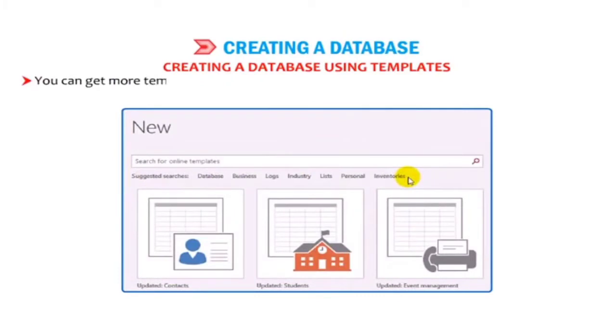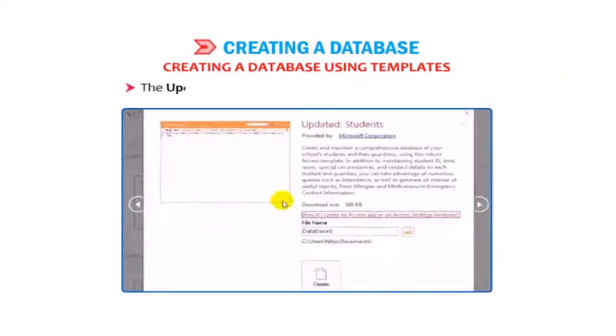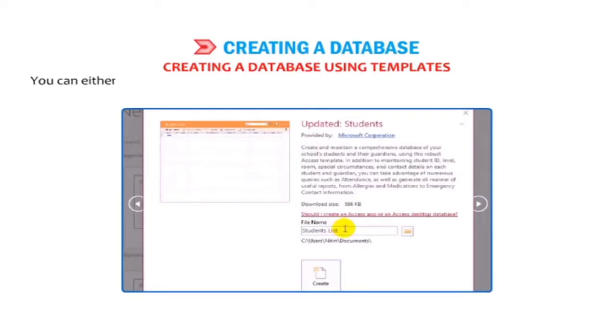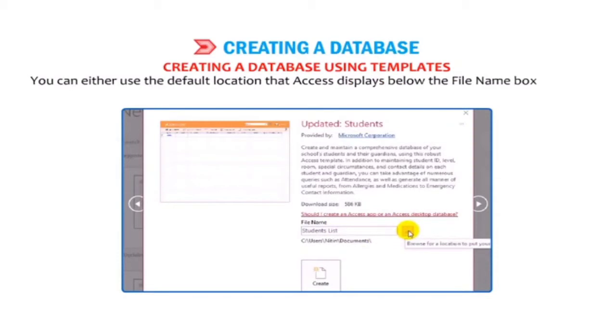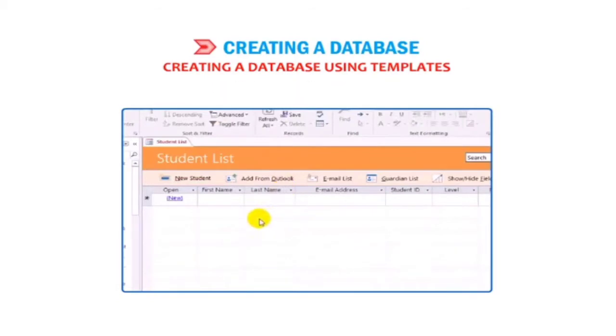You can get more templates by clicking on any category from the suggested searches or use the search bar to look for the online templates. The Update Students task pane appears on the screen. Specify the file name in the file name text box. You can either use the default location that Access displays below the file name box or click on the folder icon to select another location. Click on the Create button.